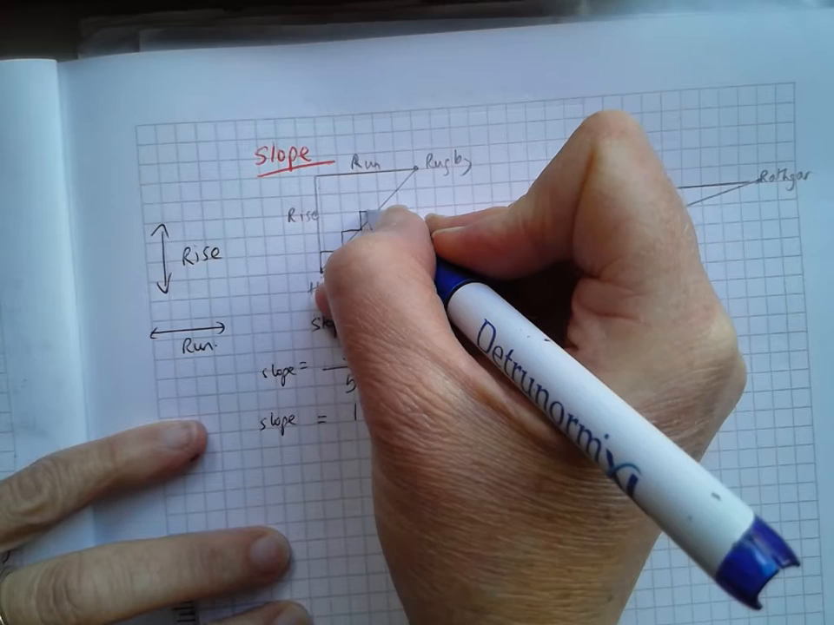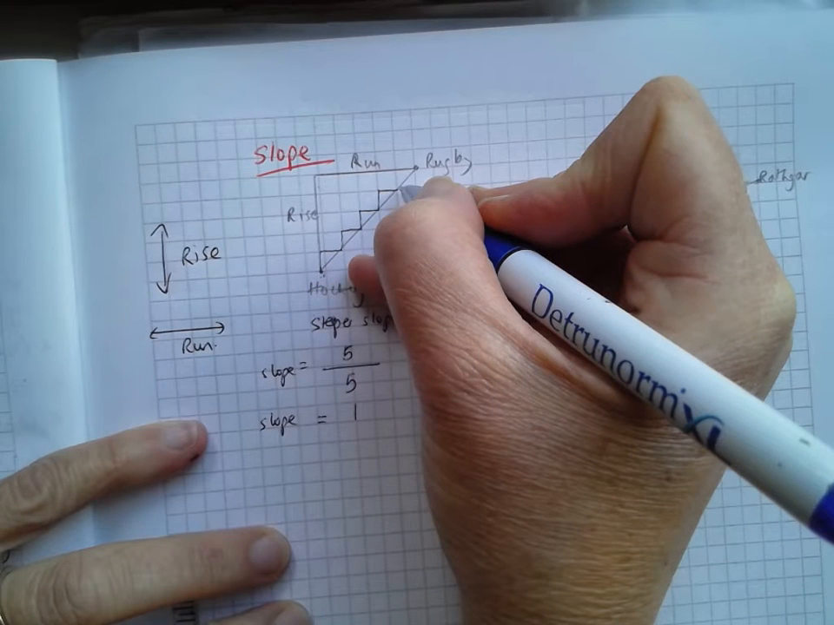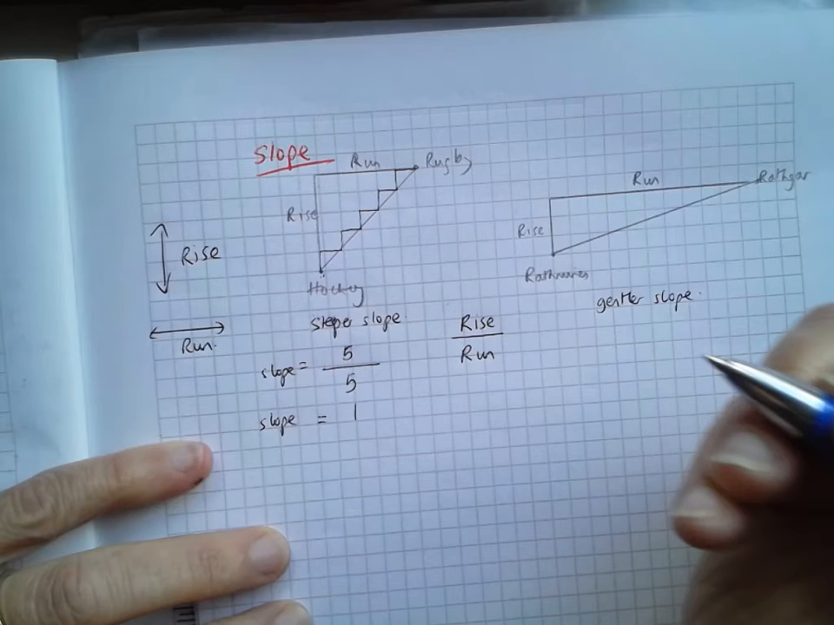For every step they go up, they're going along a step. It's like a set of stairs. It's got a slope of 1.